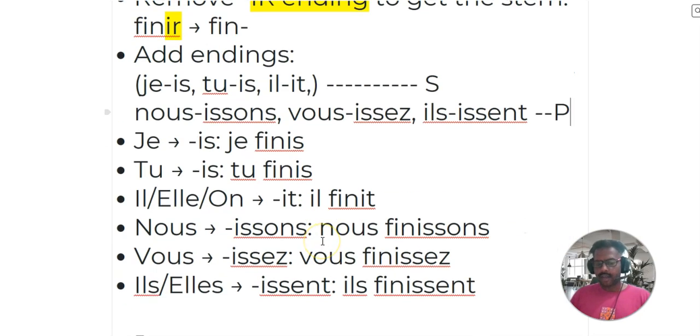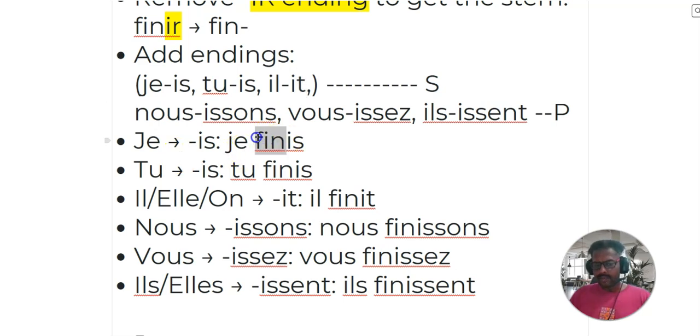First of all, ask yourself, what's the subject? Is it il? Then you say, okay, it's troisième personne du singulier, third person singular, and then you try to add that ending. It becomes very easy for you because this is the method that I used, and it's very efficient, I tell you that.